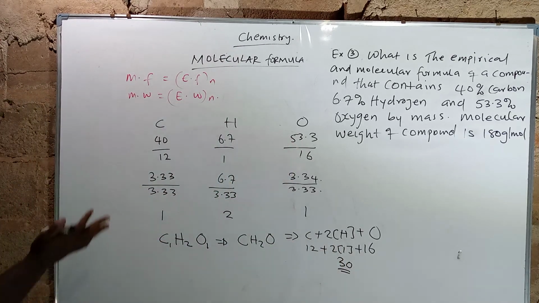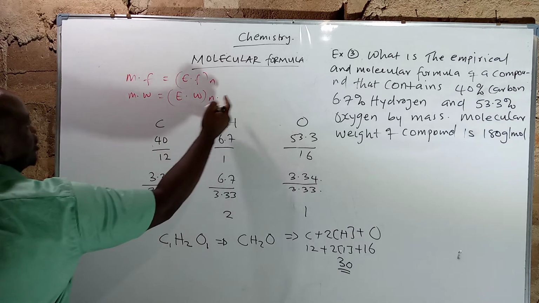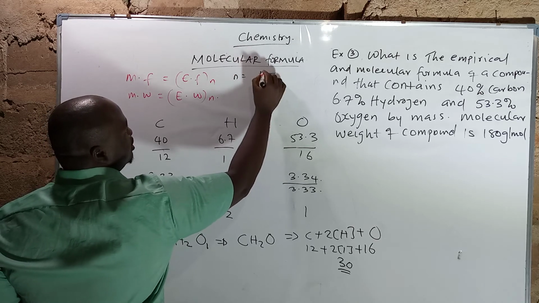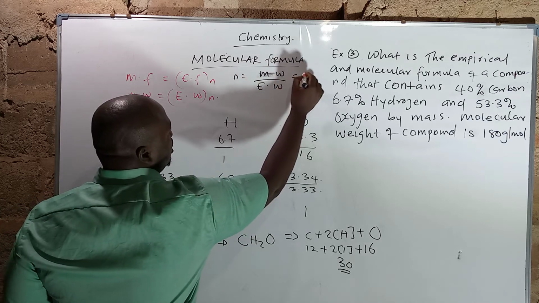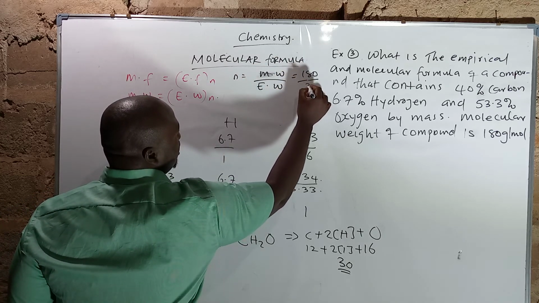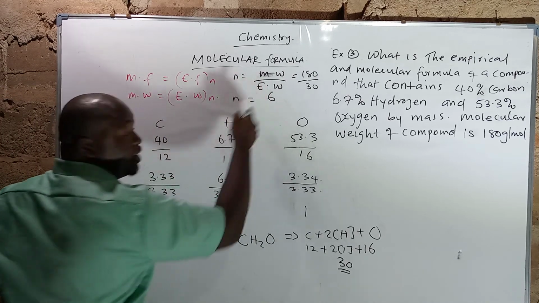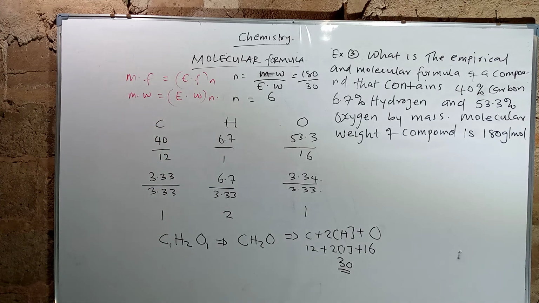Now, the next thing we want to do is we want to calculate our N. Remember, we don't know our N. And with that N, we cannot actually solve and get what we're asked to do. And so from here your N is your molecular weight all over the empirical weight. And so your molecular weight is 180 divided by 30. And therefore that will give you a value of 6. So if your N is 6, we can just come and substitute it here and your answer will flow naturally.